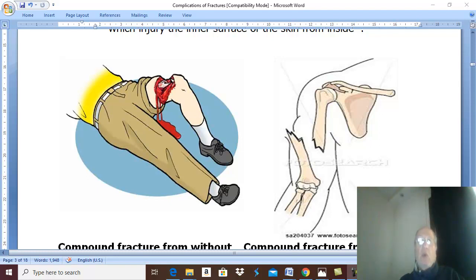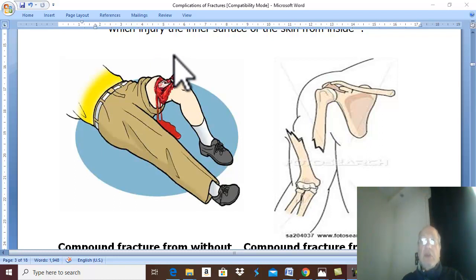Compound or open fracture. What is the definition of compound or open fracture? It is a fracture associated with a skin wound communicating the fracture hematoma with the external environment.